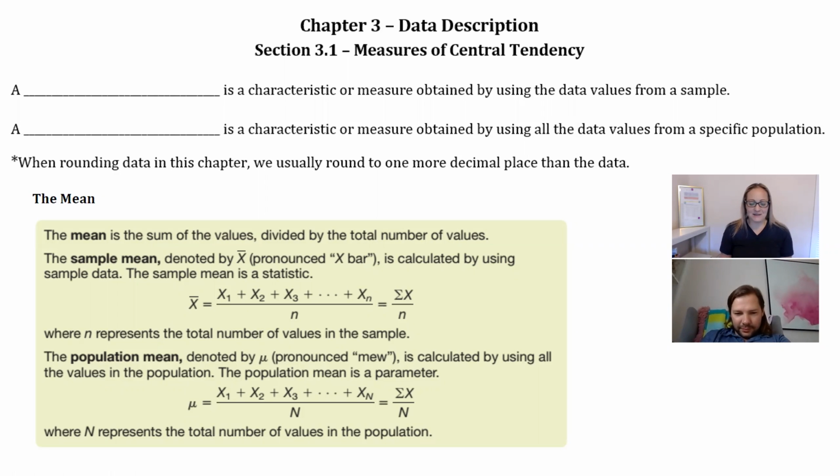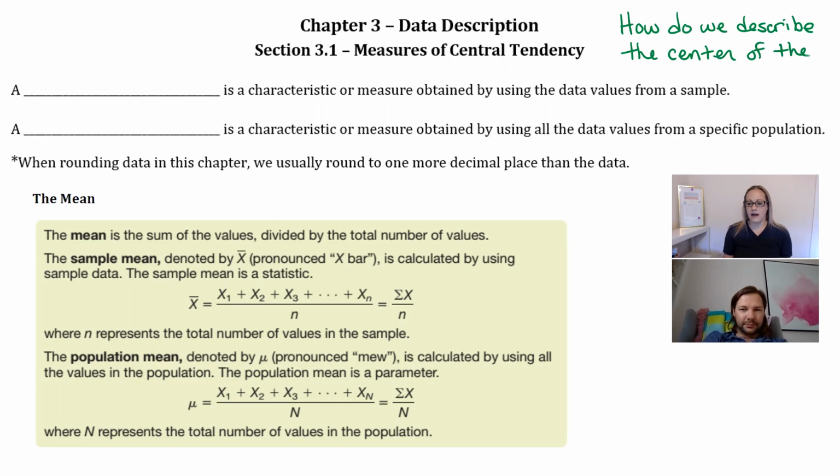Okay, so next we're going to start chapter 3, which is going to be about data description. And our first section is going to be all about measures of central tendency. So central tendency is basically going to give us a way of answering the question, how do we describe the center of the data? Okay, so we want to look at ways that we can answer or describe where the center of the data is.